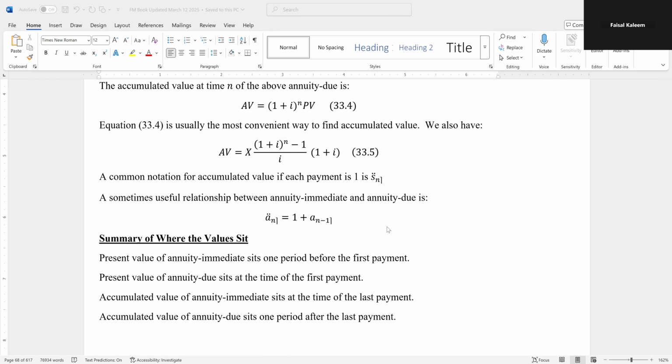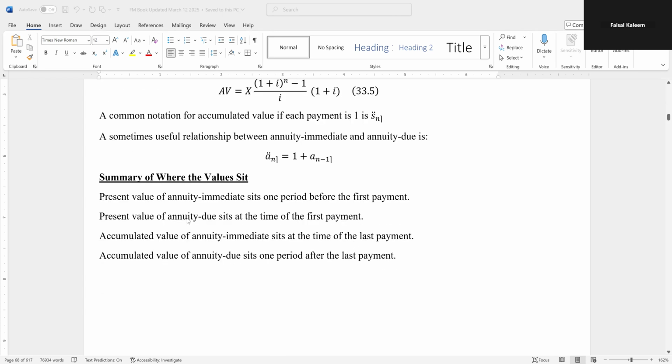And another very important thing is where all these values are sitting. So let's summarize everything about annuity immediate and due. Present value of annuity immediate sits 1 period before the first payment. So you know the first payment happens at time 1, but the present value sits at time 0. And here by the present value, we mean the present value given by the formula of the present value that we know. And the present value of the annuity due sits at the time of the first payment, because here the first payment is happening at time 0, so that's where the present value sits.